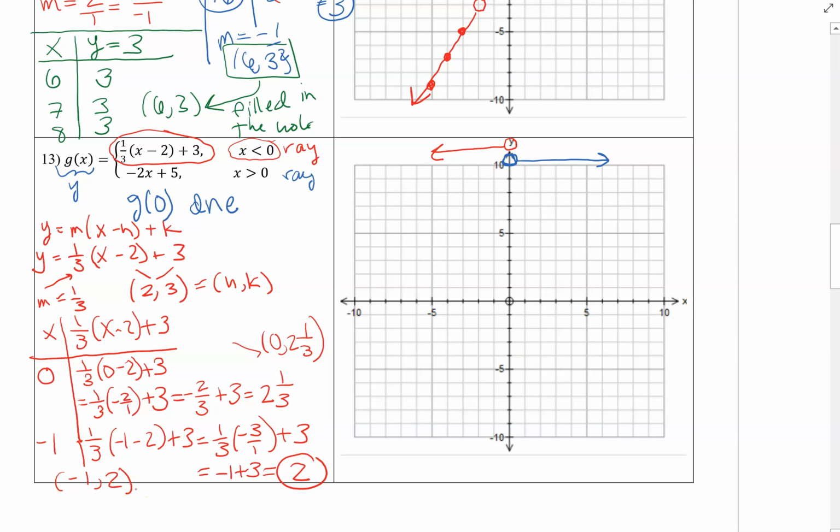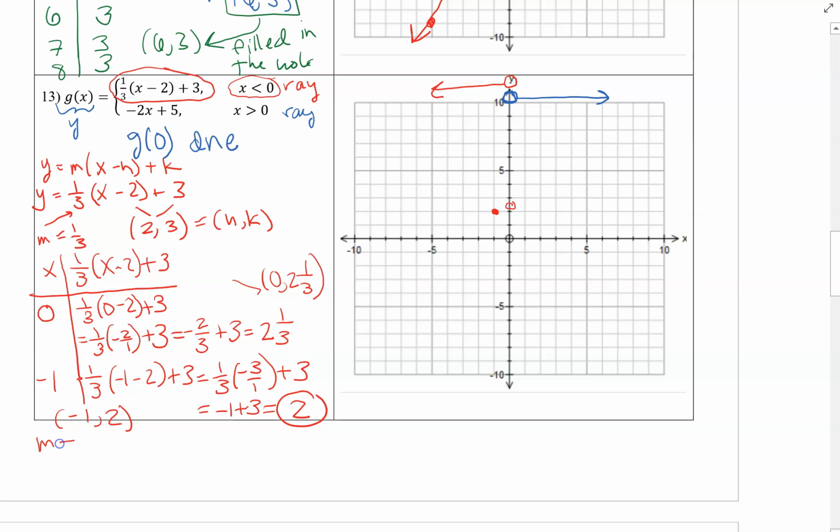So I'm going to plot those 2 points. So (0, 2 1/3). I'd go up just about 1/3 of the way between 2 and 3, and I have an open circle. And then I have another point at (-1, 2). And then maybe from that point, I can do the slope a little bit more. So I have a slope of 1/3. And we know that we can also think of that as a slope of -1 over -3. So I can also go down 1 and to the left 3. And I'll just maybe do that a couple times to help me graph this ray.